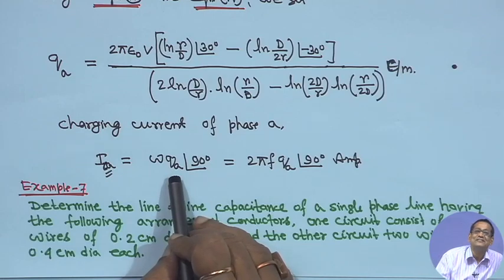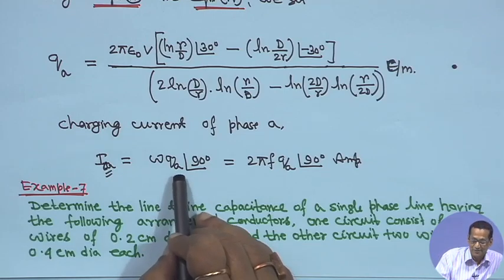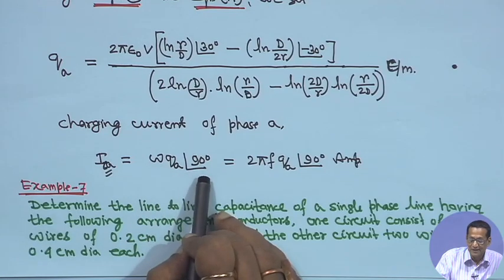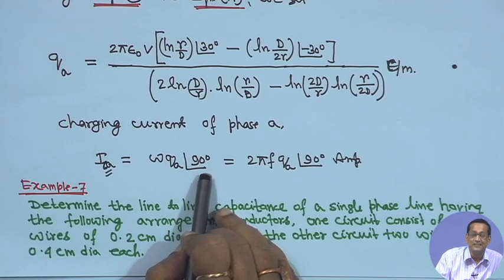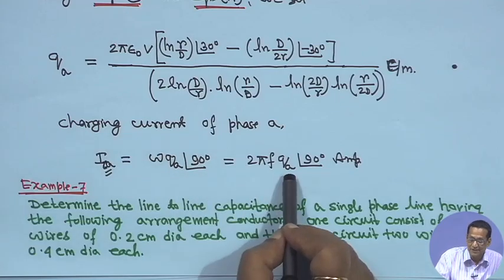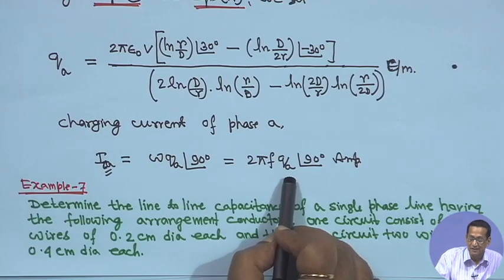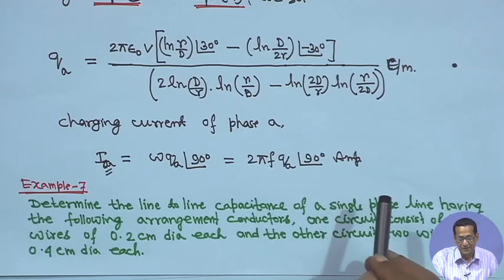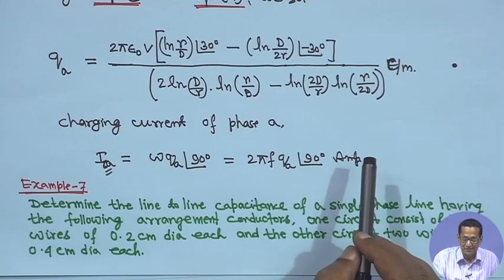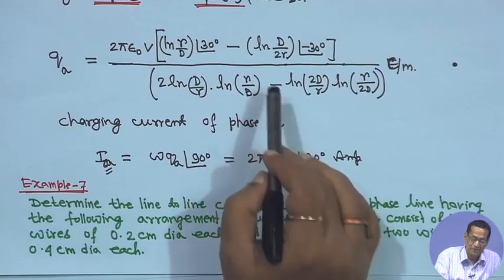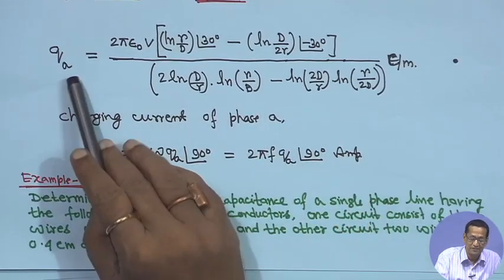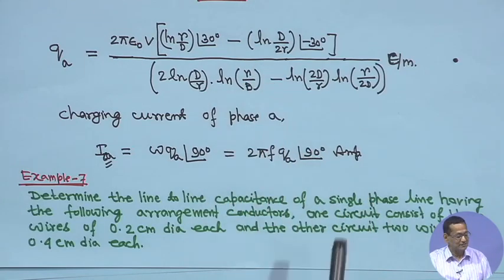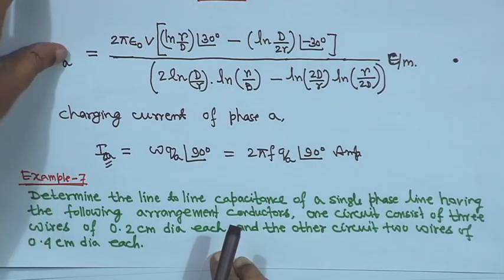Actually Q is equal to, in general, CV. So that means you can directly write omega QA at an angle of 90 degrees, the charging current is leading. If you substitute the QA expression, that is the expression of the charging current in ampere. So that means if the line is untransposed, the charge, coulomb per meter, is a complex quantity. So this is the expression.